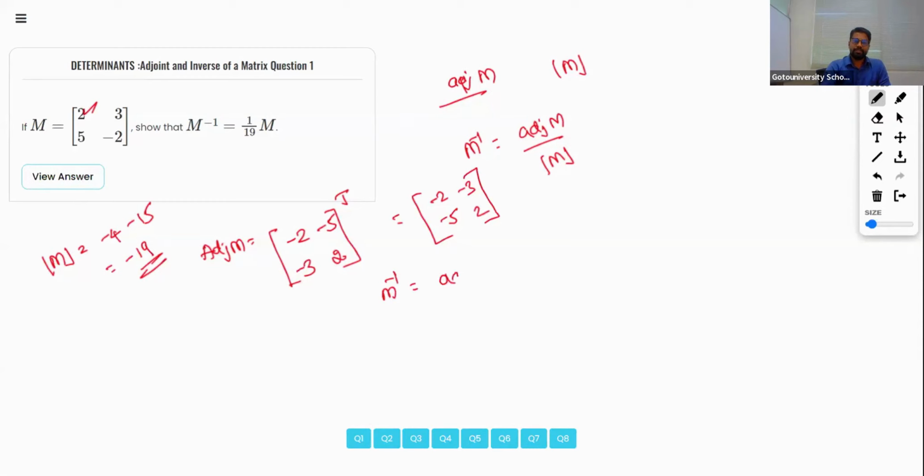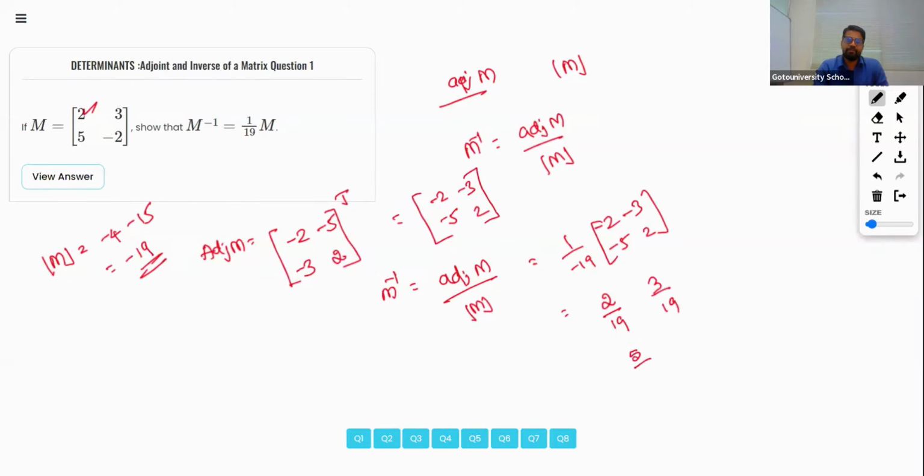So now I want to find M inverse. M inverse is adjoint of this matrix divided by the determinant. What is adjoint of this matrix we have got here? It is -2, -3, -5, 2. This has to be multiplied by 1 by -19. So when you multiply by 1 by -19, we end up with 2 by 19, 3 by 19, 5 by 19, and -2 by 19. So if we take 1 by 19 common, what we get is the given matrix itself, right?